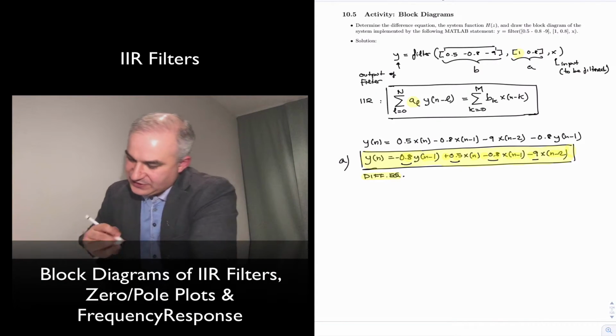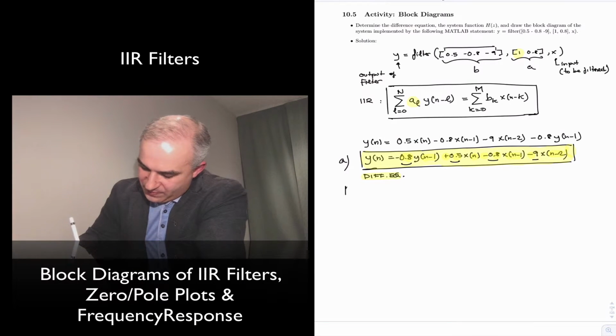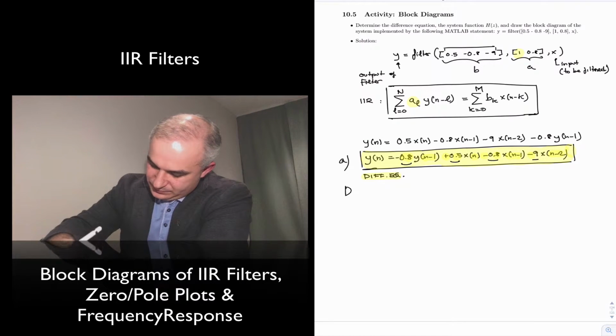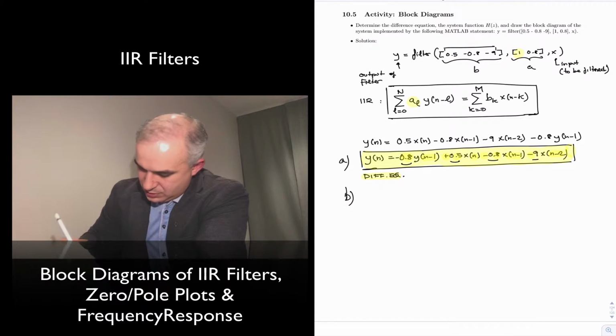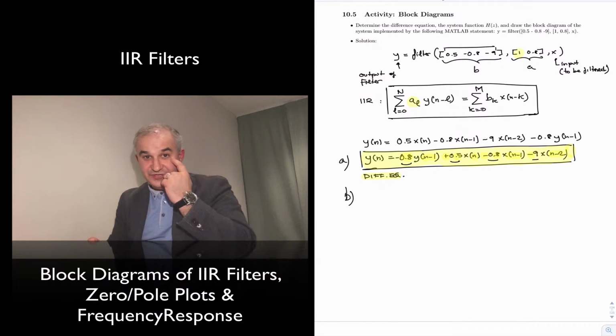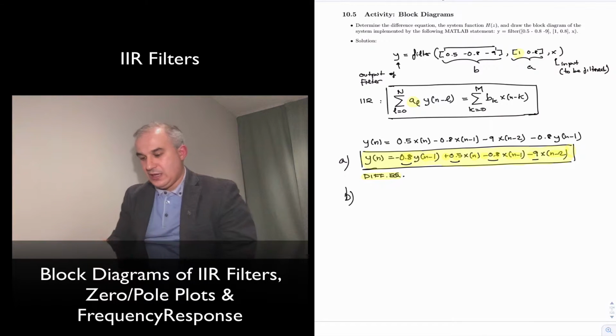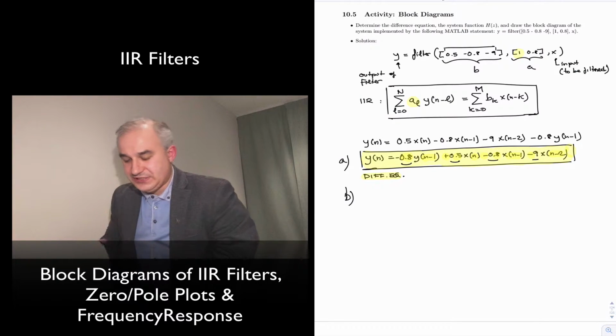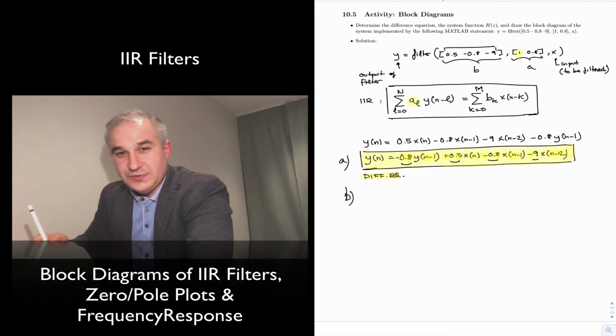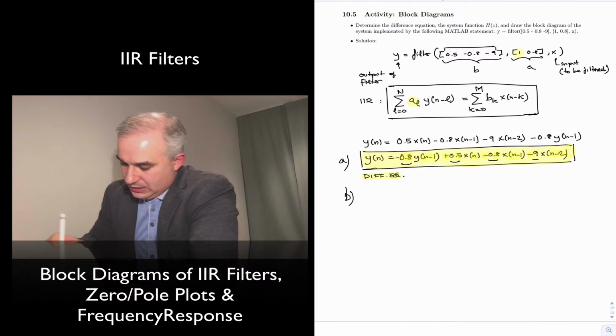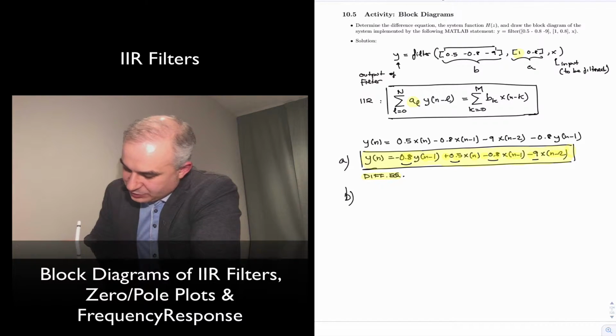A, determine the difference equation. B, draw the block diagram. Now, the difference equation is a complete characterization of the system, meaning we can find the output and everything that we want to know about the system from the difference equation. An equivalent representation is to look at the block diagram.